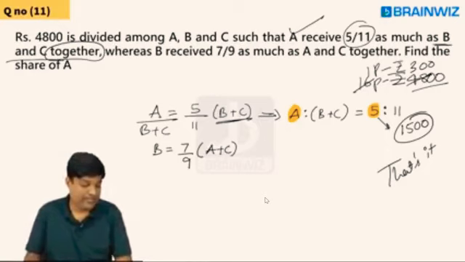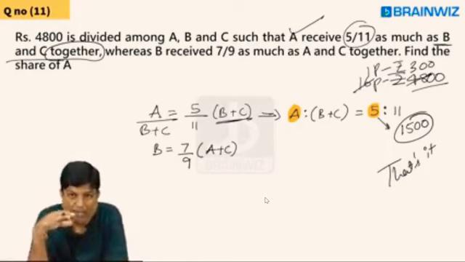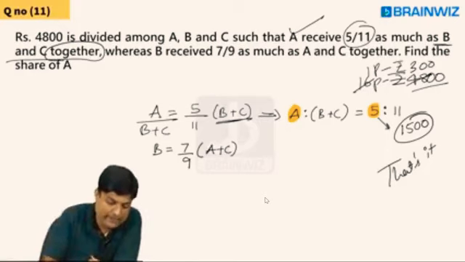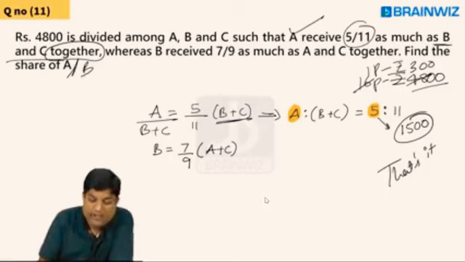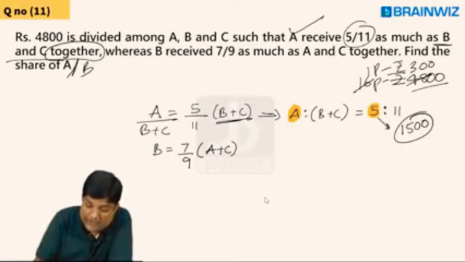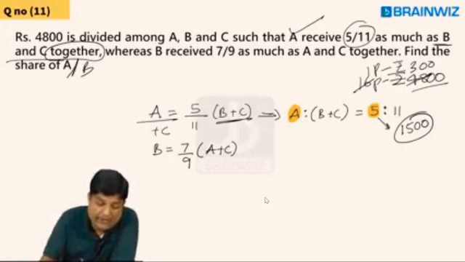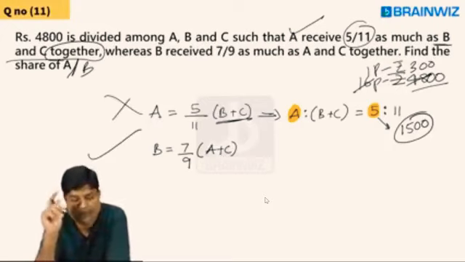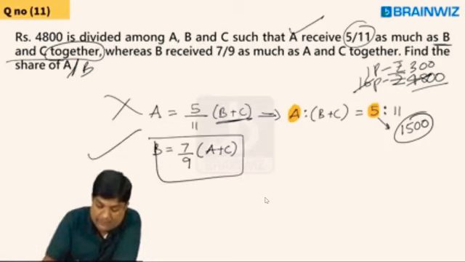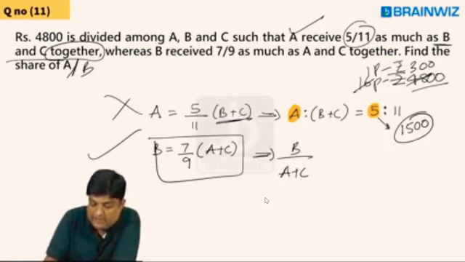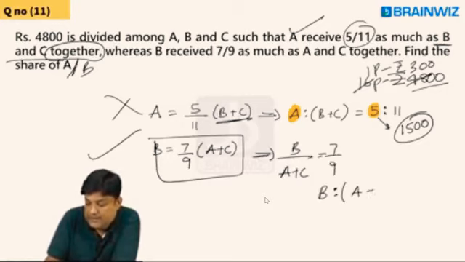What I'm telling you, Vishaka, is the share of B. Do you think for doing share of B, first equation or second equation? Second equation, beta. Don't use first. Second is sufficient. B by A plus C is 7 by 9. B is to A plus C is 7 is to 9.